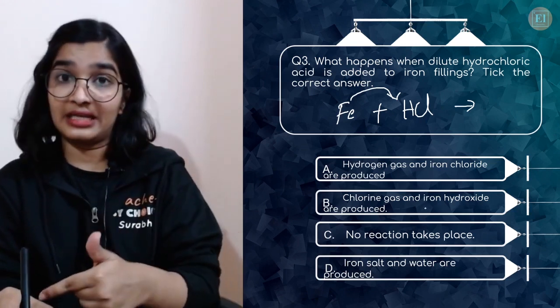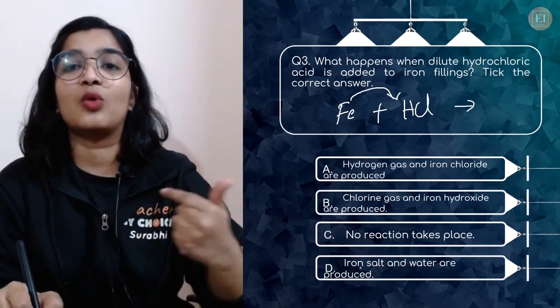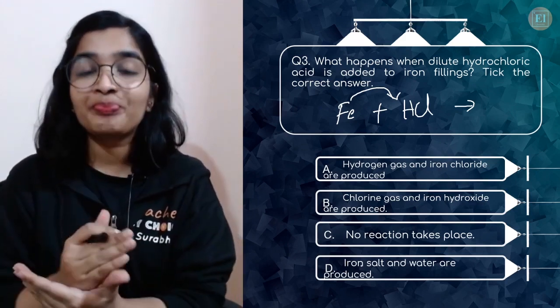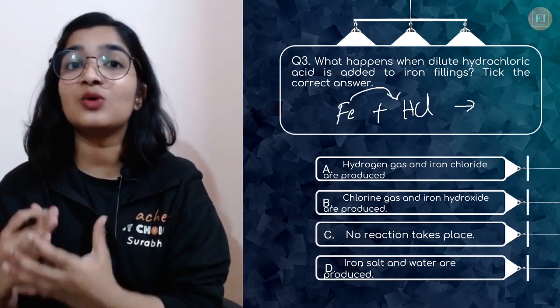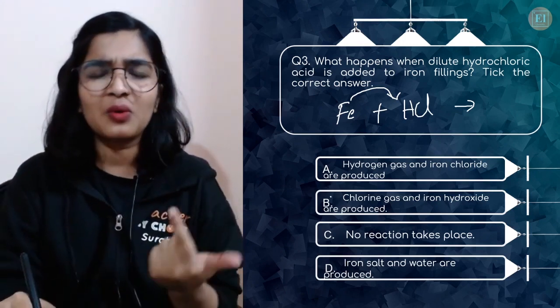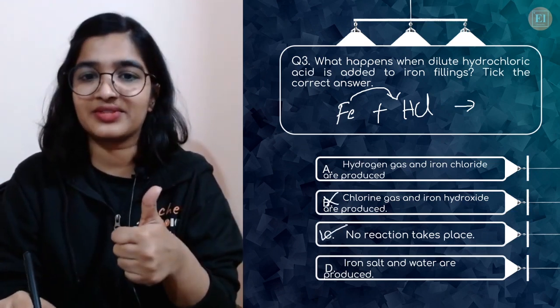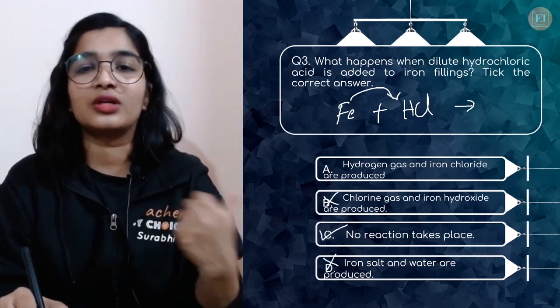Chlorine gas and iron hydroxide are produced. No reaction takes place. Iron salt and water are produced. So we know action of acids on metals, always the two products are salt and hydrogen gas. So how is chlorine gas formed? No reaction takes place. The reaction does take place. Iron salt and water won't be formed.